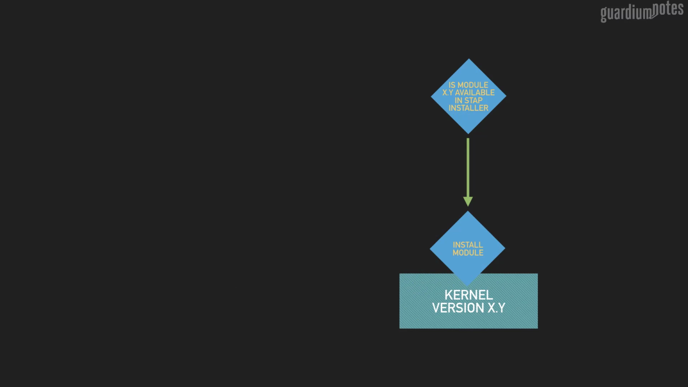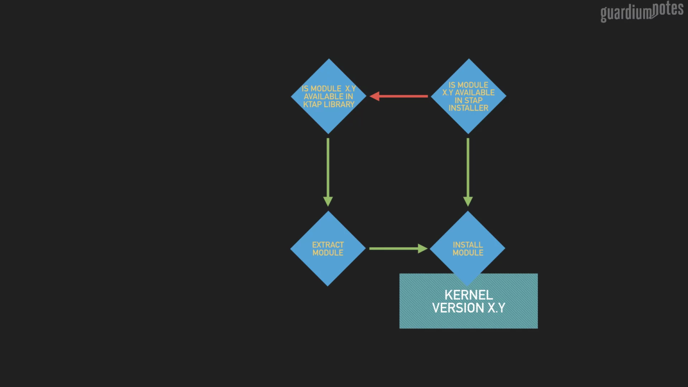Previously, the module installation procedure was as follows. Before installation or STAP update, the Guardium administrator had to check availability of the module in the installer. If the module wasn't available, it was necessary to check its availability in the module package for a given Linux version. If the module was located there, it had to be unpacked and manually installed on the target system. Otherwise, you had to report the problem to IBM.